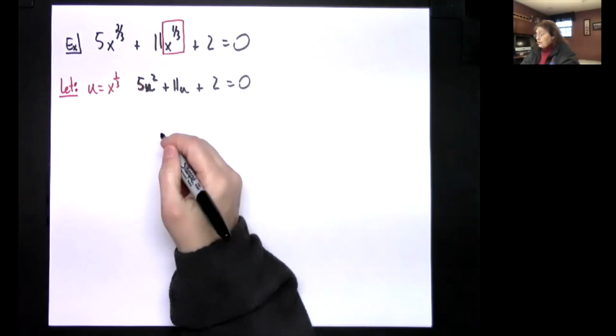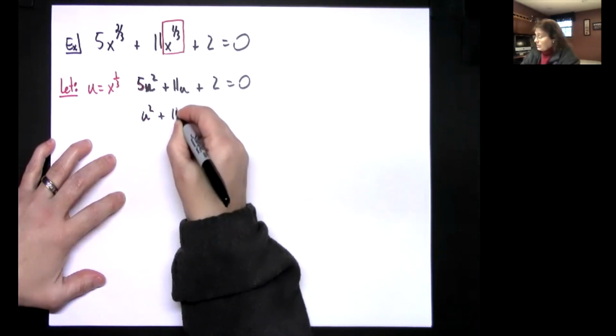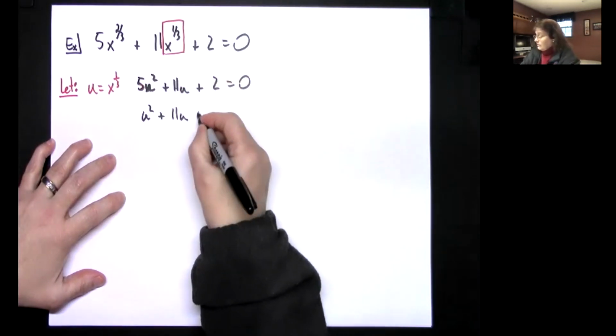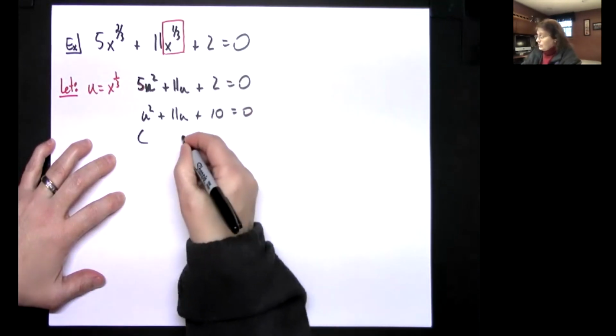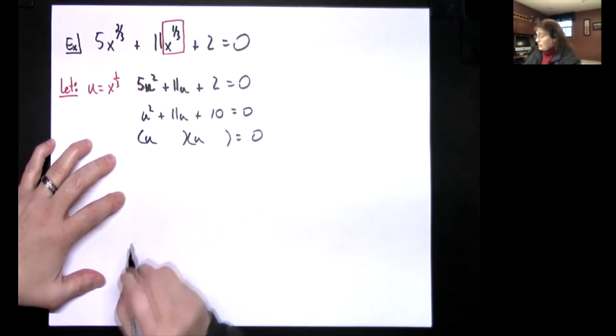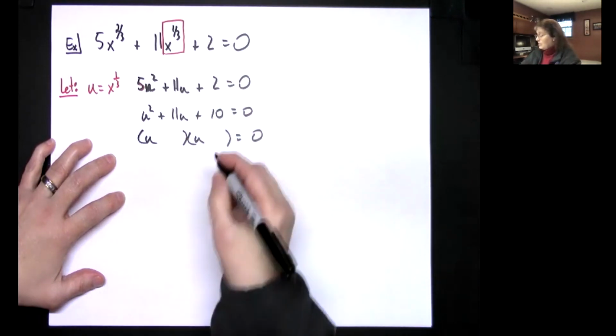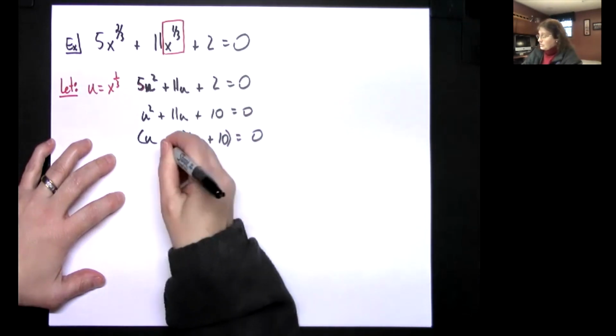At this point you do a slide and divide here. So I'd go 5u squared plus 11u plus 2, slide the 5, and I'd end up with a 10 down here. Then we're going to guess and check. We'll have a u and a u right there. Let's see, everything's pluses. It's got to be 10 and 1. Everything's got to be pluses.